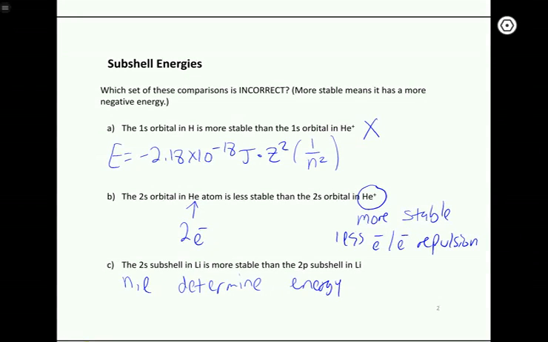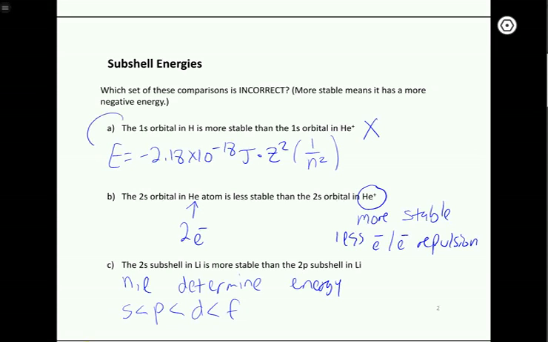Alright, so in a given shell, for a given value of n, we have s is lower in energy than p, lower in energy than d, lower in energy than f. And that's what we're asking you here, 2s versus 2p. The 2s will always get filled first, it's more stable. So this is true for multi-electron atoms. We do have to remember for one-electron atoms or ions, it only depends on n. So that's the difference between one-electron species and multi-electron species.